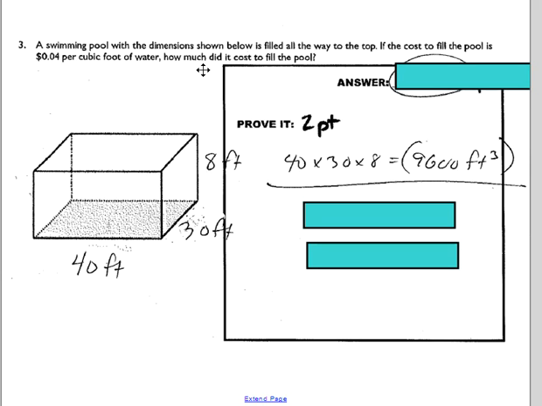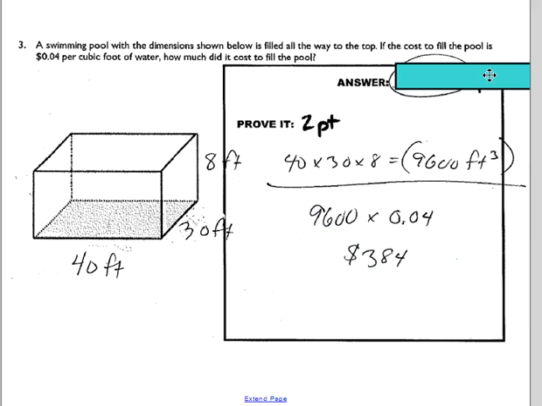Now, that wasn't the question though. The question was if the cost to fill the pool is 4 cents per cubic foot, how much did it cost to fill the pool? So if every single one of these costs 4 cents, really we just now multiply by 4 cents. If we multiply that by 4 cents, we get $384, and that is your answer. It costs almost 400 bucks to fill the pool of those dimensions if the water costs that much per cubic foot.